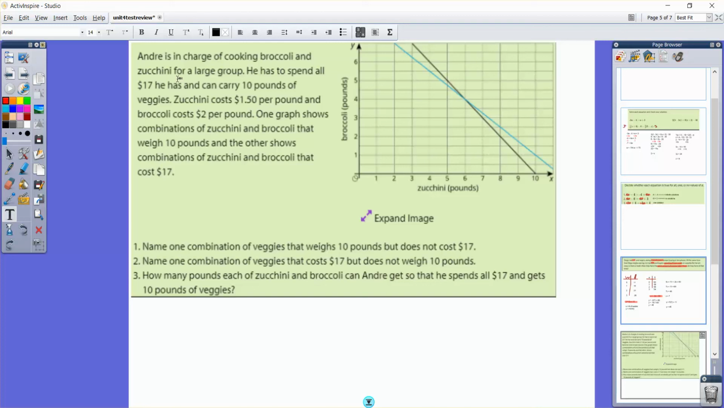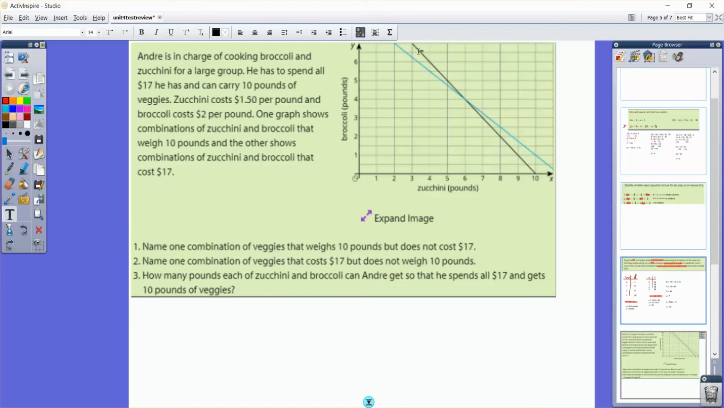Andre is in charge of cooking broccoli and zucchini for a large group. He has to spend all $17 he has and can carry 10 pounds of veggies. Zucchini is $1.50 a pound, and broccoli is $2 a pound. One graph shows the combinations of zucchini and broccoli that weigh 10 pounds, and the other shows combinations that cost $17. Name one combination of veggies that weighs 10 pounds but does not cost $17.